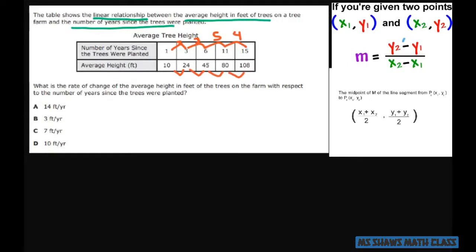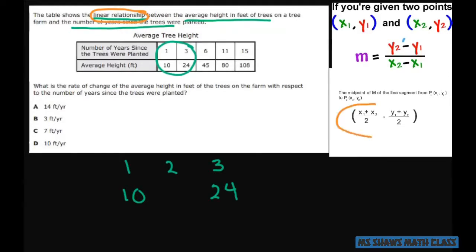So what I'm going to look at, you can do this in a calculator and use your linear regression. What I'm going to do is look at these two numbers because it's easier. And I notice I have 1, 2, 3, and I have 10 and 24. If I get a midpoint, and the fact that I know that it's linear, I can solve this problem without a calculator. So what I'm going to do is take the midpoint of my x's, or these values here.